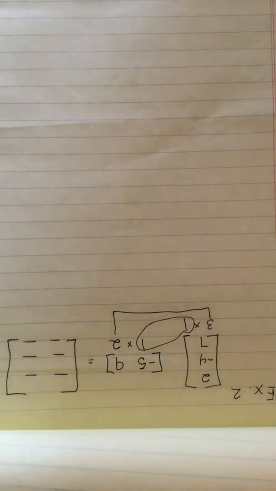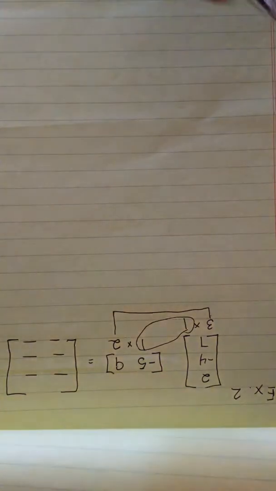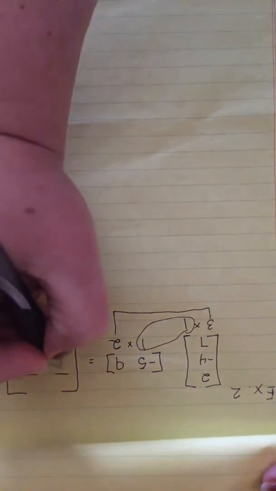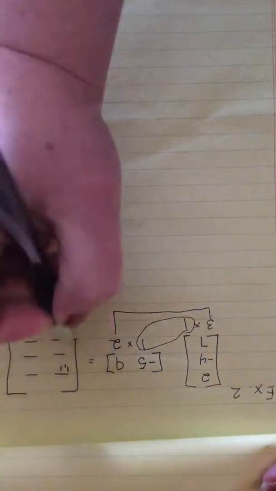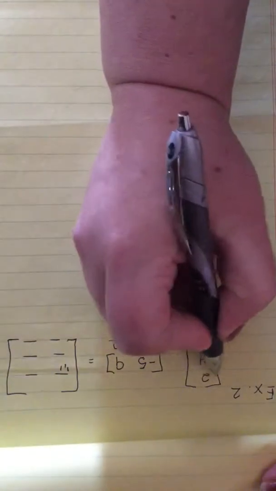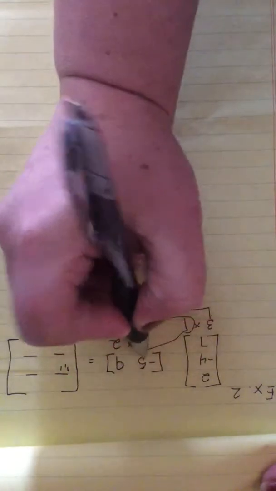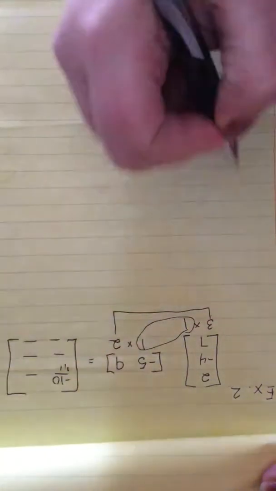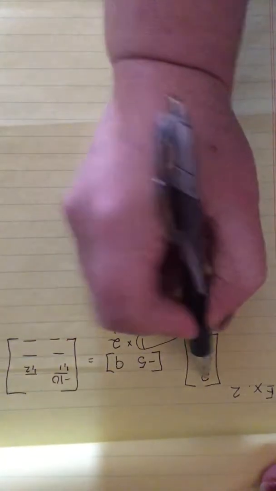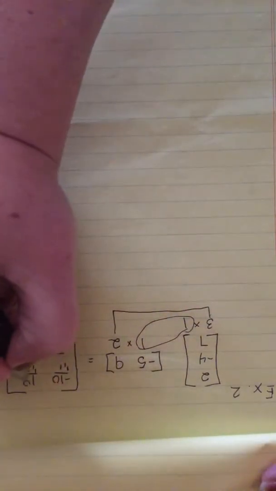Okay, so I have my setup, and it's the same thing as before. This is just going to be a little bit faster because there's not pairs to multiply anymore. This element is 1, 1, so I need to multiply row 1 times column 1. Okay, well, 2 times negative 5 is negative 10. Row 1, column 2. 2 times 9 is 18.